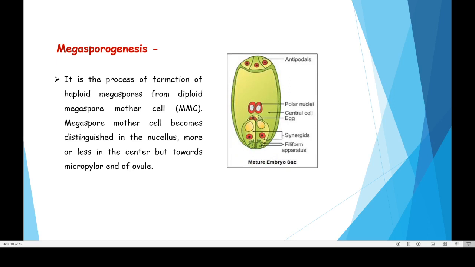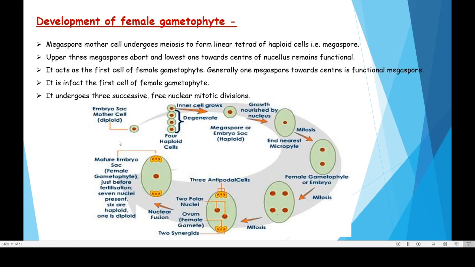Now the nucellus has a diploid megaspore mother cell, which divides meiotically and forms 4 haploid cells. Here in this diagram you can see the megaspore mother cell. This megaspore mother cell divides meiotically and forms 4 haploid cells. Later, 3 of these 4 haploid cells degenerate and only one becomes prominent.